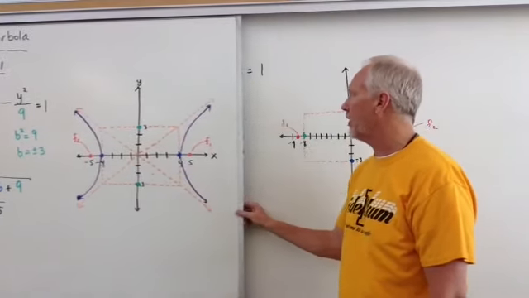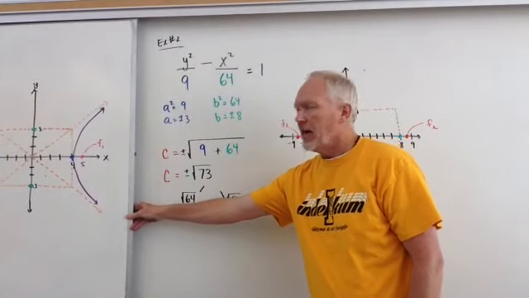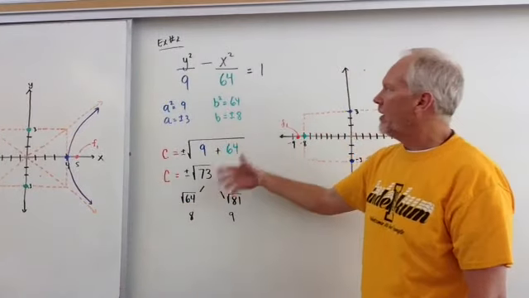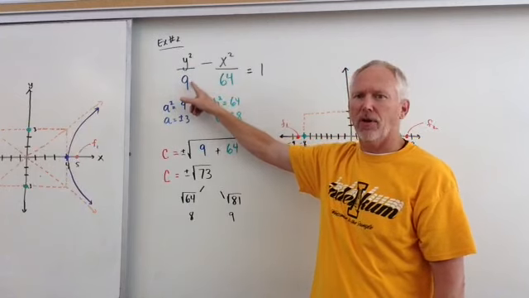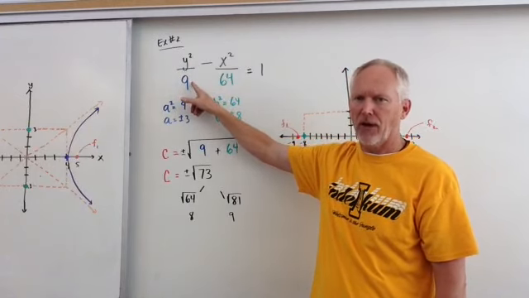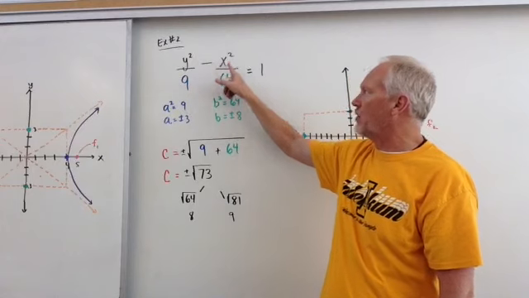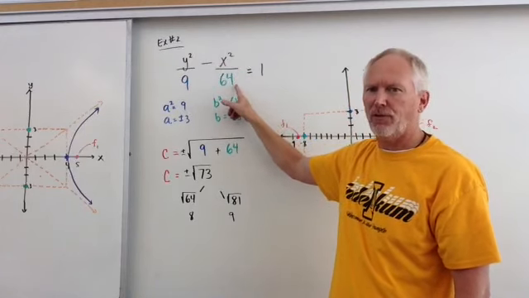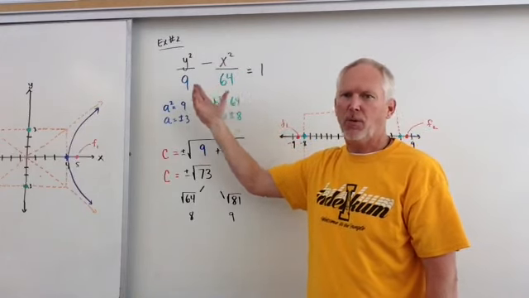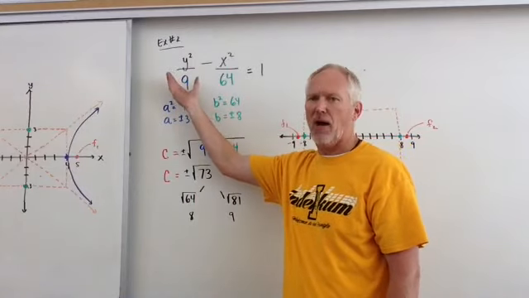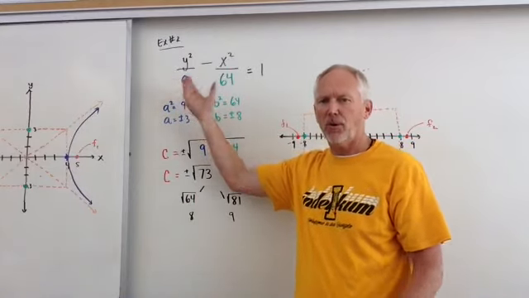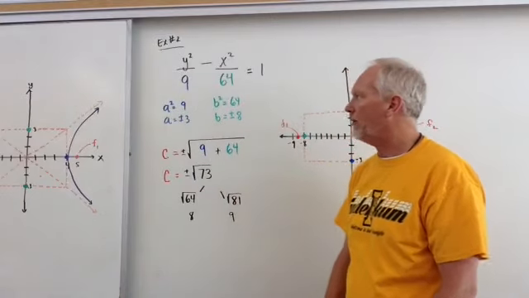All right, let's look at another example. Example number 2. This time, y squared, and we have a lower value, right? 9. And then x squared over 64. Again, if we were doing an ellipse, we would care about who was the bigger number. But all we really care about is who's out front. And that will determine which direction the branches go.